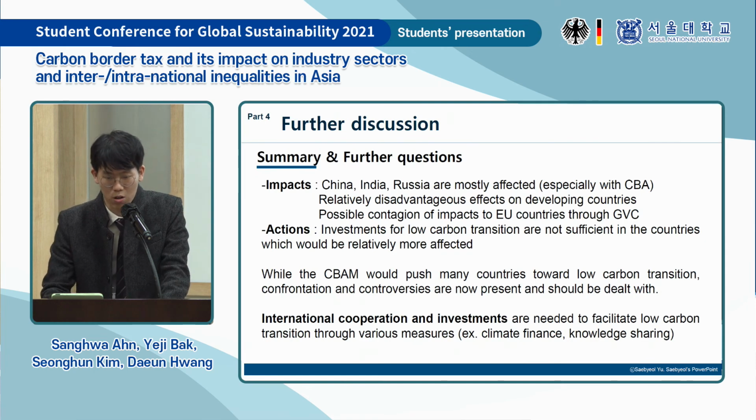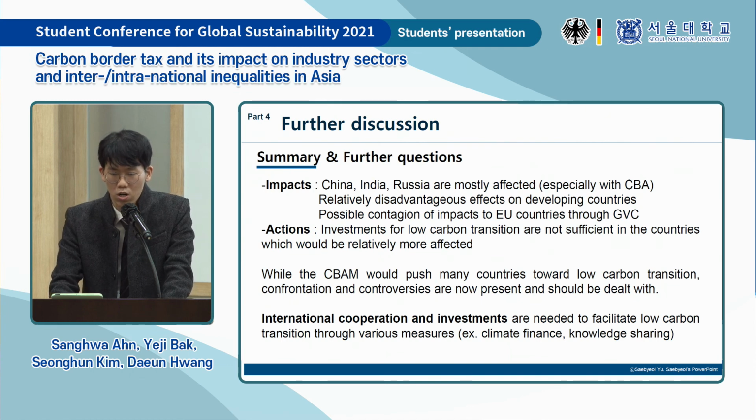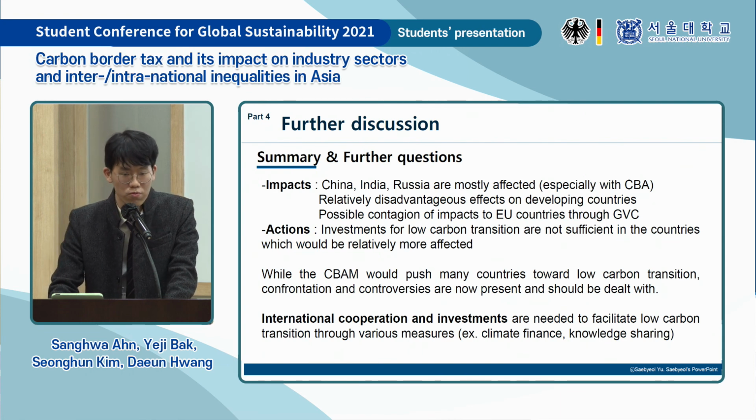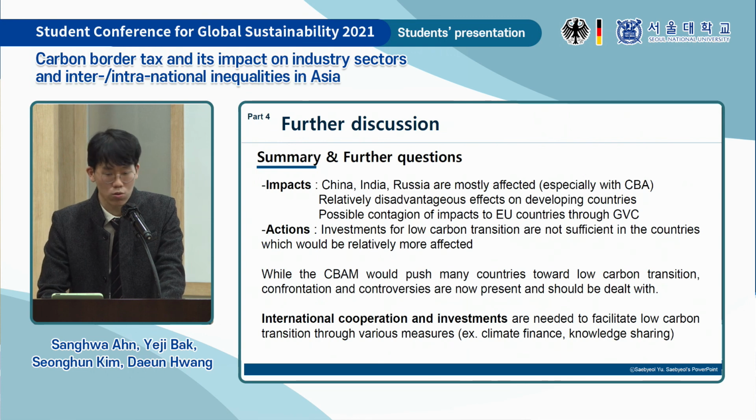So to summarize on impacts, China, India, and Russia are mostly affected, especially when CBAM is considered. And relatively disadvantageous effects on developing countries are found. And there could be some possible contagion of impacts to EU countries through global value chains. And on actions, investments for low carbon transition are not sufficient in the countries which would be relatively more affected. So while CBAM would push many countries toward low carbon transition, there are confrontations and controversies now present and they should be dealt with.